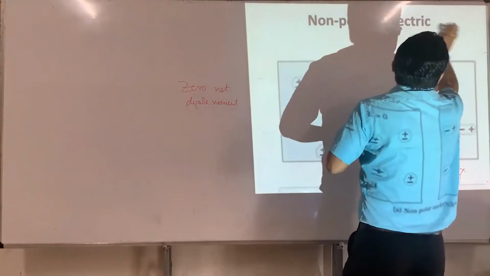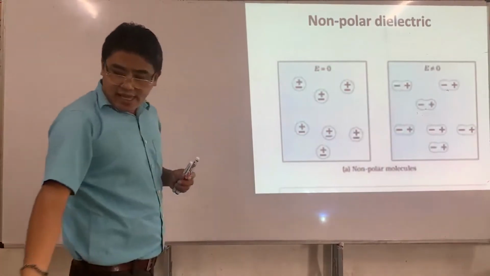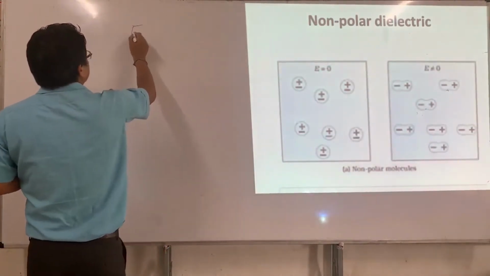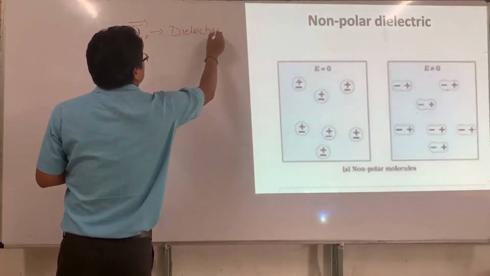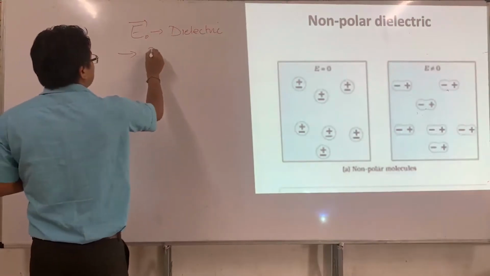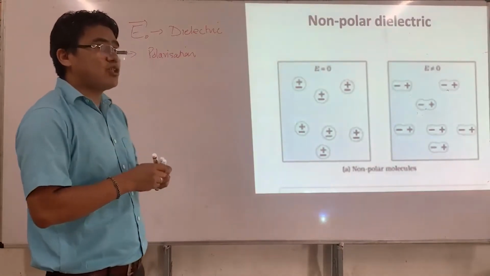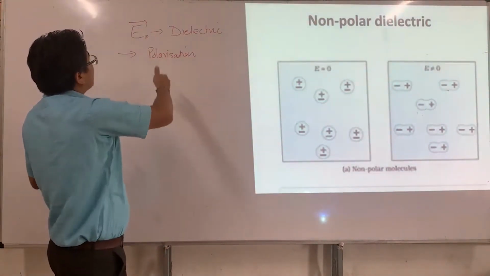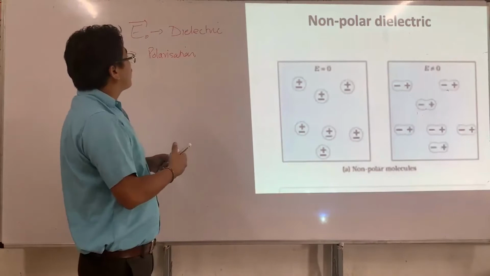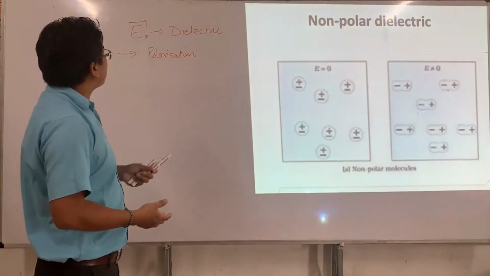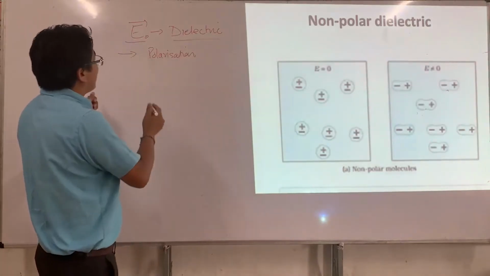Now look here. What happens if I apply an external electric field to a dielectric? The polarization will take place. This is the overall conclusion. There will be a net electric field inside, so we will have an induced electric field and the external electric field. Therefore, when an external electric field is applied across the dielectric, there will be polarization.